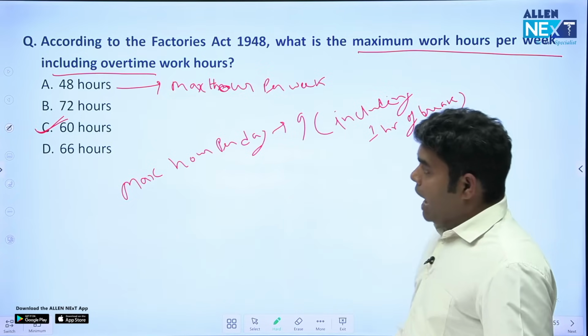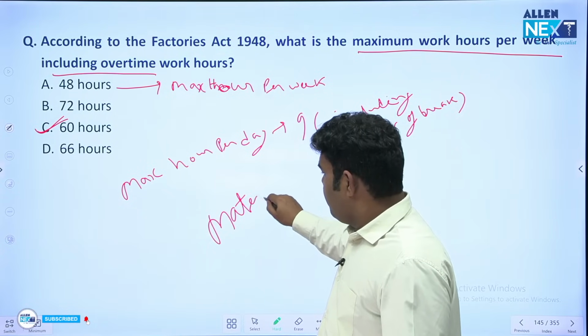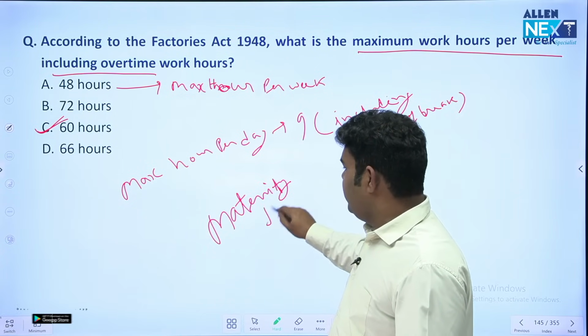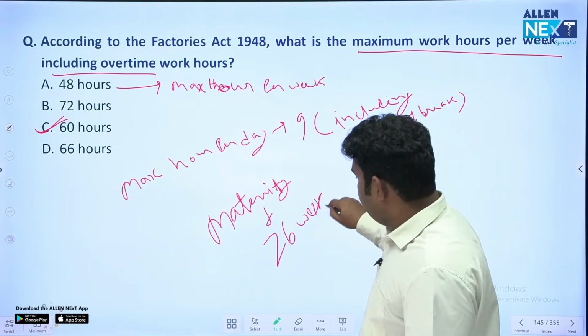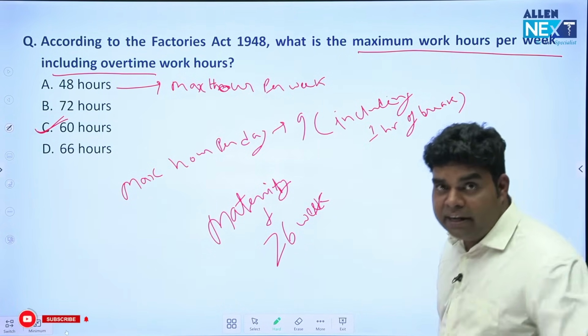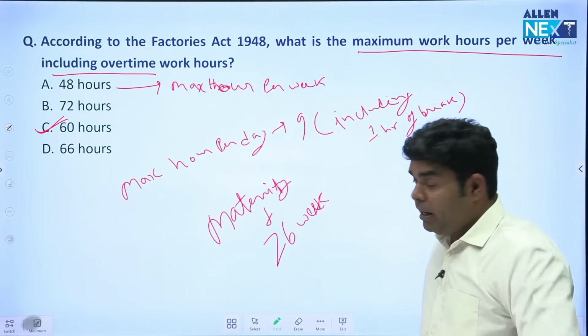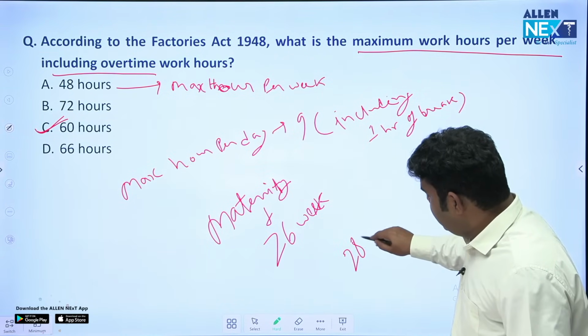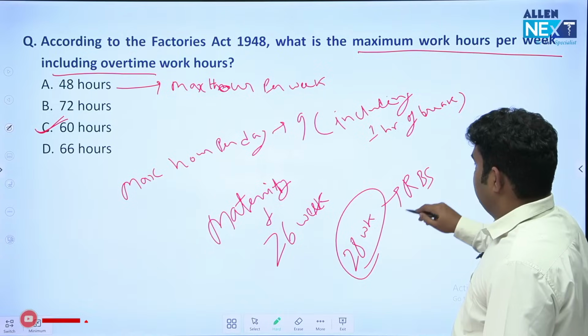Okay? And what is the duration of maternity benefit? Is it 24 week, 26 week, 28 week? Answer is 26 week. Maternity benefit 26 week, 100% salary. What is the best time to do blood sugar in pregnant female? 28 week is the best time to do random blood sugar in pregnancy.